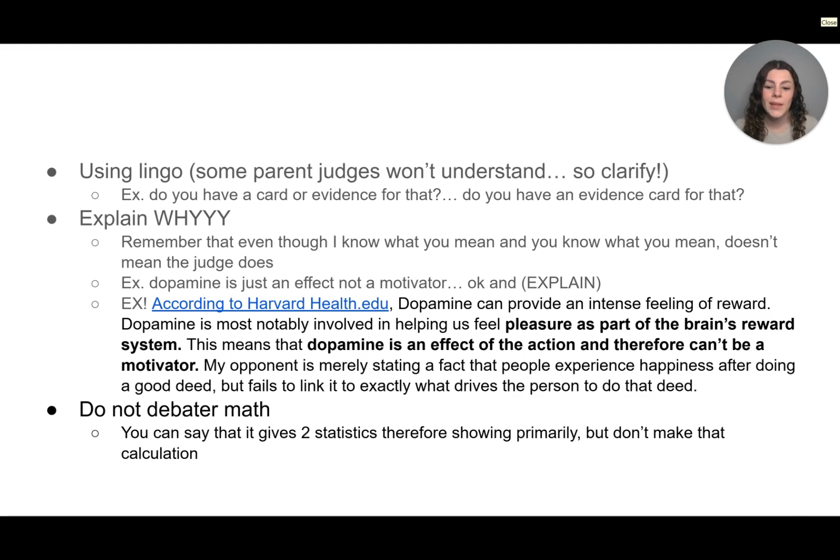If I say, dopamine is just an effect, not a motivator, a judge might think, what? Right? So, you say dopamine is released in your body after you do something enjoyable. This shows that dopamine is an effect, not a motivator. Example, according to Harvard Health EDU, dopamine can provide an intense feeling of reward. Dopamine is most notably involved in helping us feel pleasure as part of the brain's reward system. This means that dopamine is an effect of the action and therefore can't be a motivator. My opponent is merely stating a fact that people experience happiness after doing a good deed, but fails to link it to exactly what drives the person to do that good deed. Makes sense? So, obviously, make sure you explain.